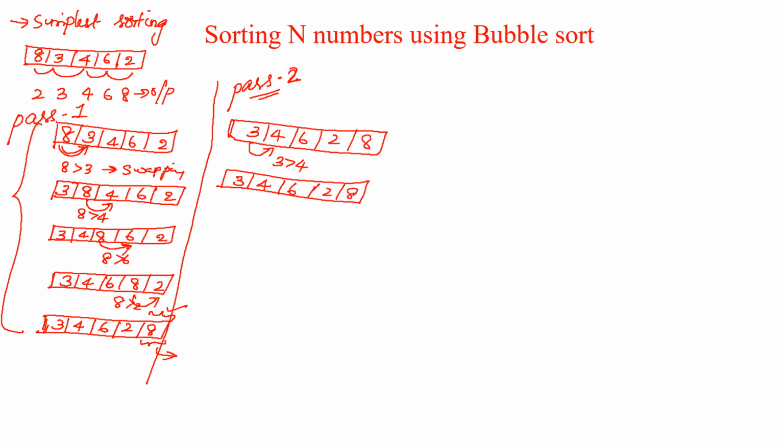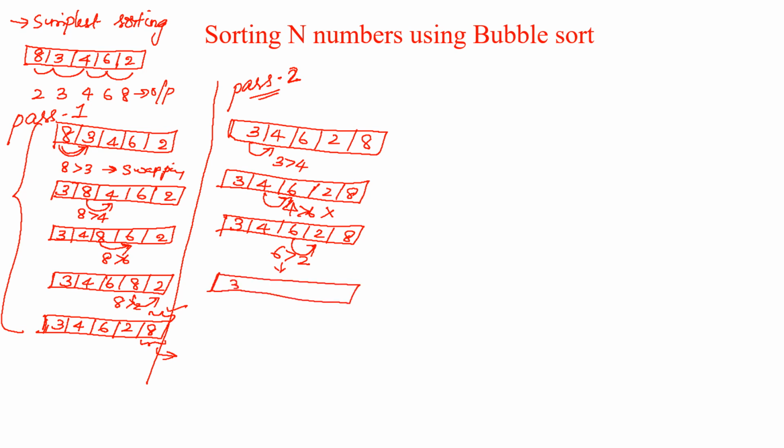There is no swapping. Again 4 and 6 will be compared. Whether 4 is greater than 6, no, it is false. So there is no swapping. 3, 4, 6, 2 and 8 remain the same. Next, the next two elements get compared. Whether 6 is greater than 2, yes, 6 is greater. So there will be swapping here. So 3, 4, now 2 will be shifted here, 6 will come here, 8 will stay.